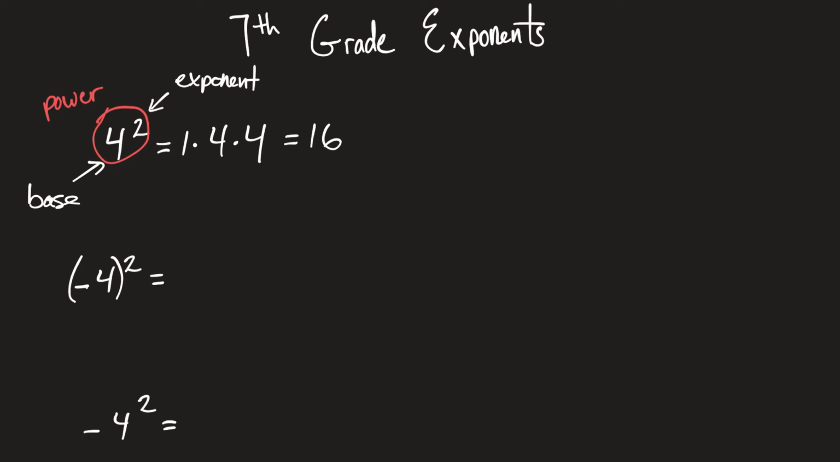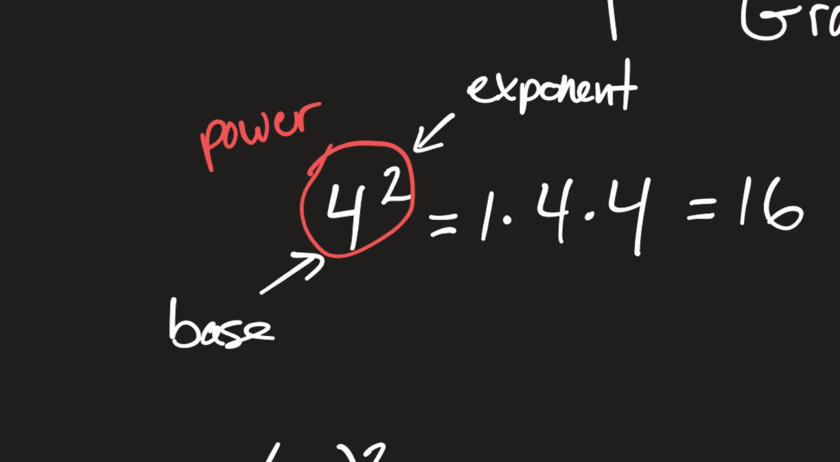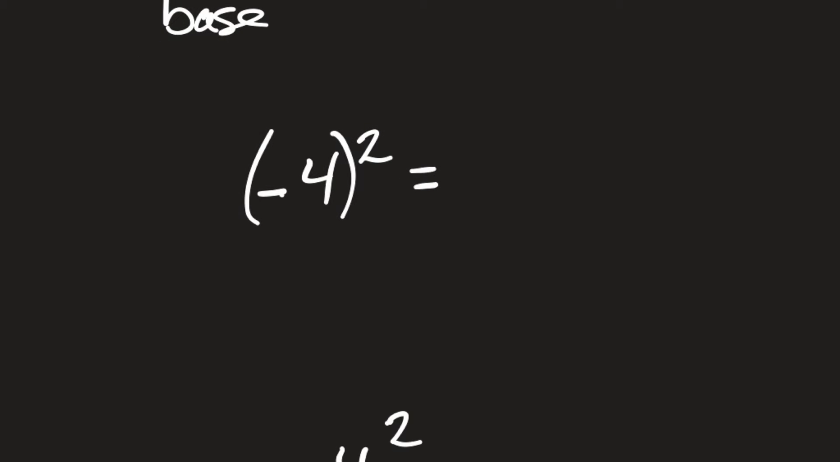So what's important here is we really dive in and think about what's happening here. That 2 says you want to repeat the base that many times. And that's what happens. 4 gets repeated 2 times and is dealing with multiplication. That's the operation.